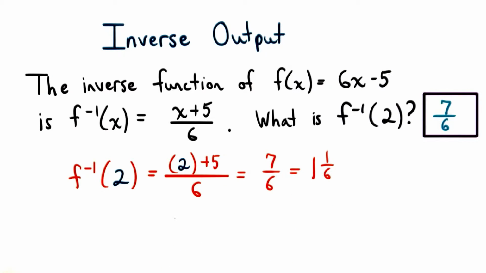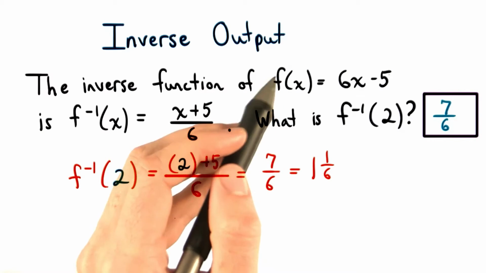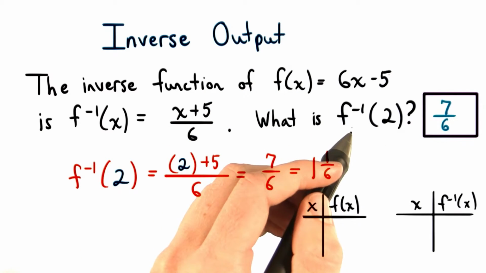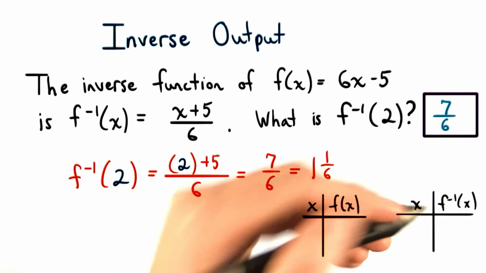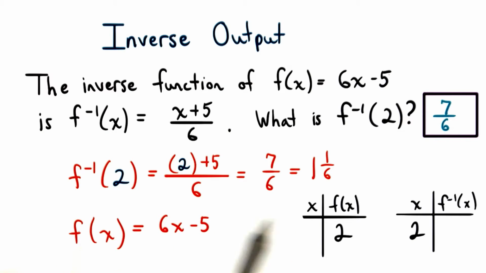Now, there was another way to solve this problem. If we remember that the x and y coordinates switch for the inverse function, then we can make the y coordinate be 2. In other words, we know the input for the inverse function will be 2. This means that it must be a y value for the original function. So we could take our original function and let this output, or this y value, equal 2 and solve for x.